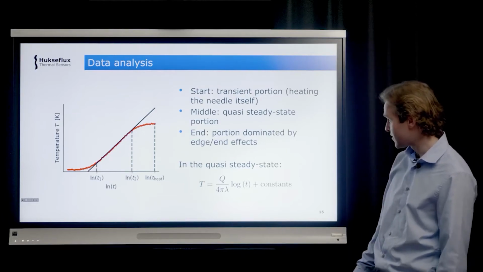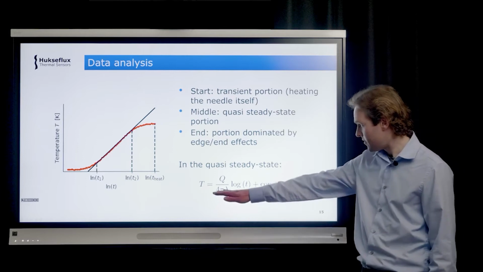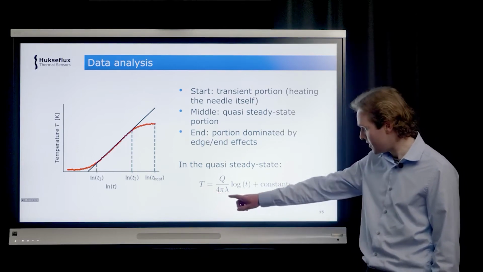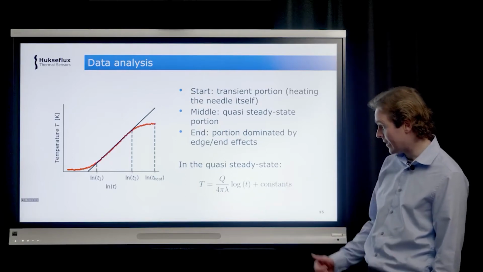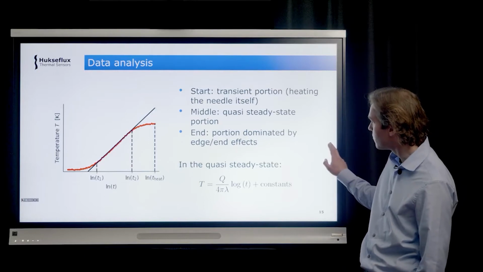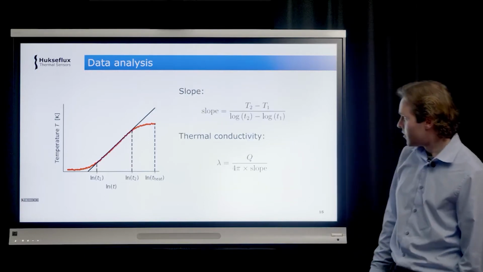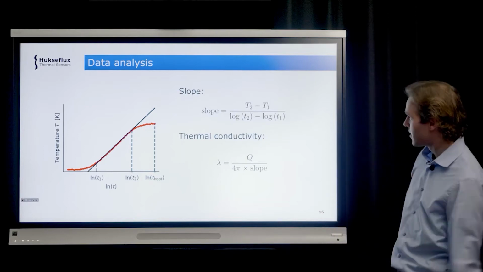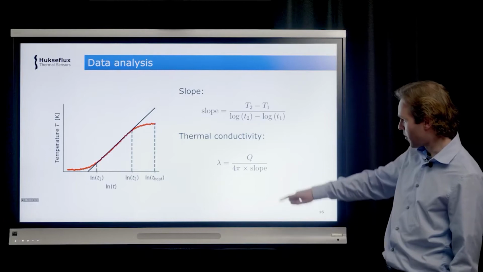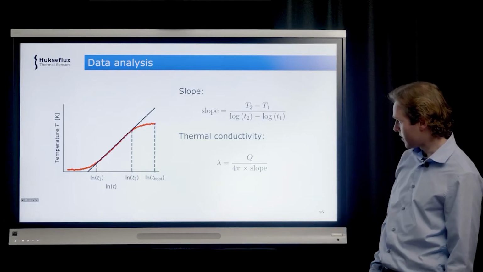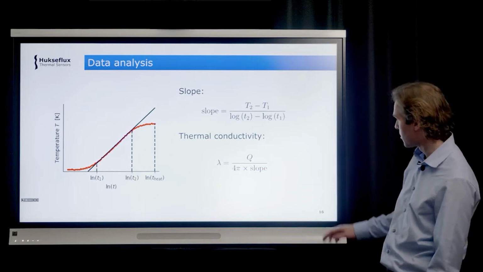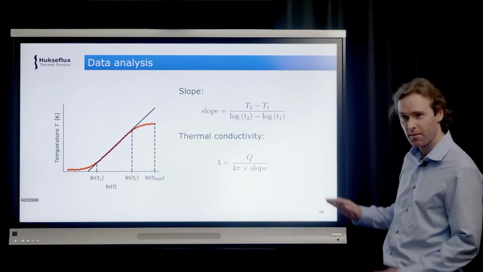And basically, in the quasi-steady state, the temperature is linear with the logarithm of time. And you can see that the slope depends only on the heater power and the thermal conductivity. So what do we do? We take this middle portion, we determine the slope, and then using this formula, you can calculate the thermal conductivity. The heater power is measured, so it's known, and the slope you've just determined from the curve. And this gives you the thermal conductivity.